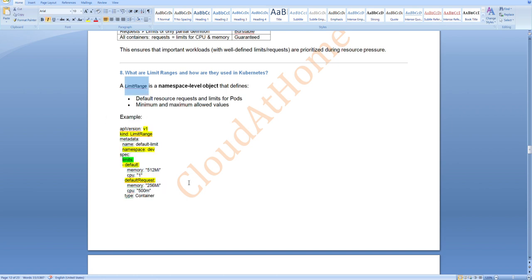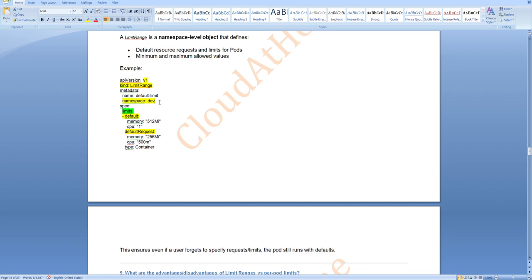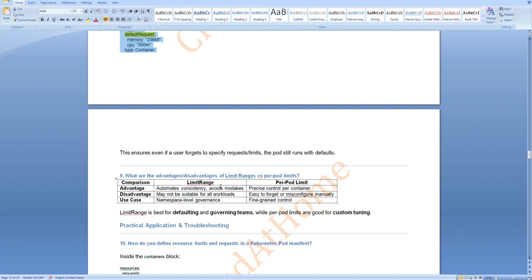Okay, so limit range we have discussed. This ensures that even if the user forgets to apply request and limit, the pod still runs with the defaults, right? Since it is applied on the namespace level, not on the pod level, this is the next level of security or filtration you can provide. Definitely we should use limit range as well. Okay, what are the advantages and disadvantages of limit range and per pod limit? So limit range, what is the advantage?